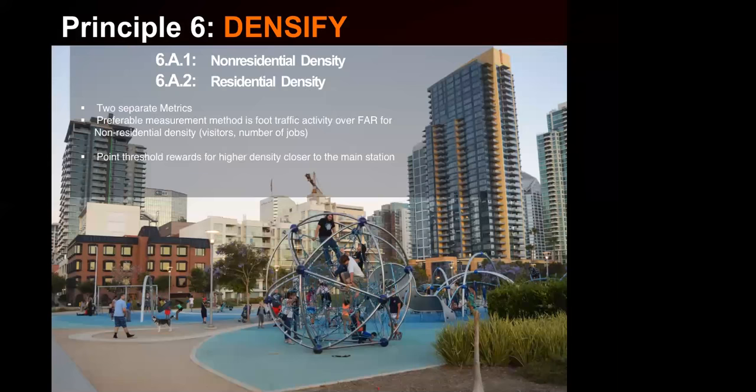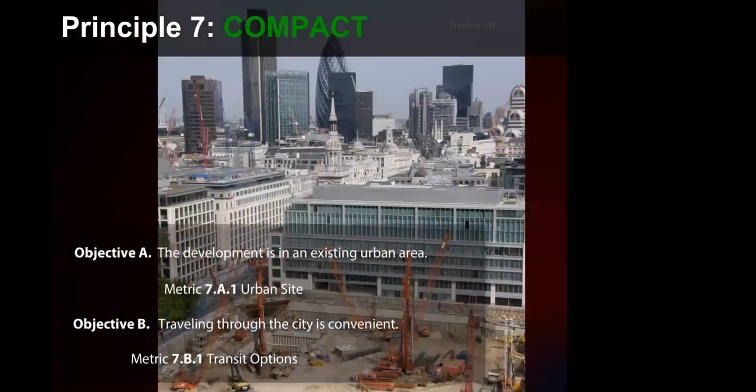So as I said, there are two separate metrics. The non-residential density doesn't measure the floor area of the non-residential density, but it actually measures human activity, so visitors and number of jobs. And this is so to promote really vibrant districts. Also the thresholds reward higher density closer to the main transit station.